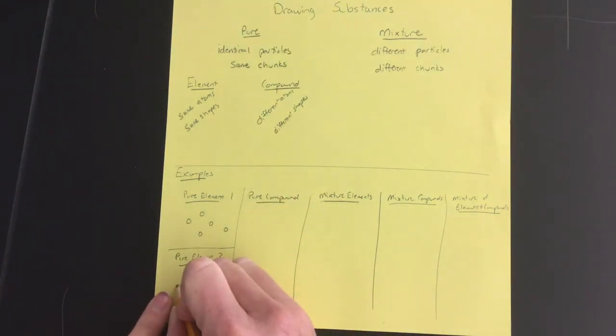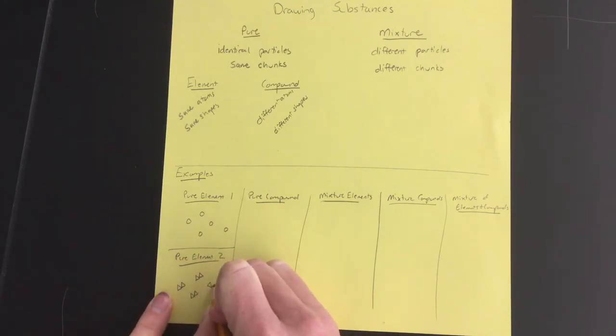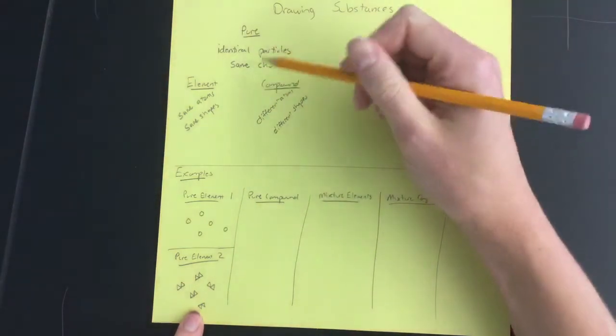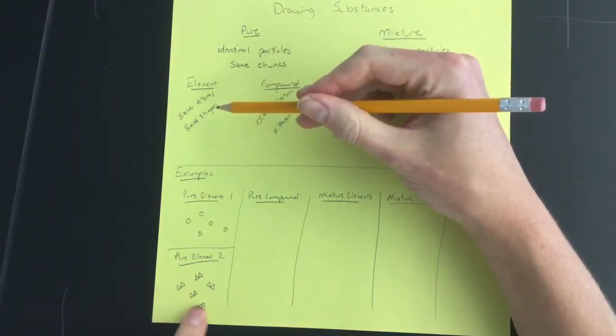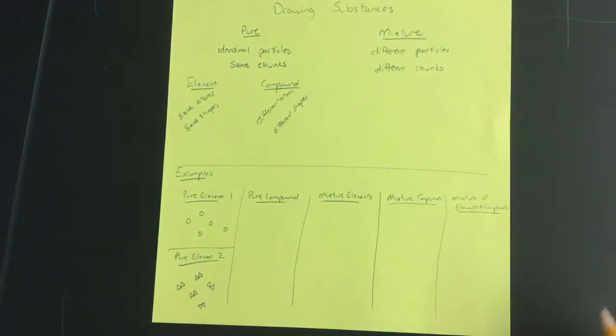Now I can also draw my pure element like this. You see how I have two triangles stuck together? I can even draw it upside down too. Those particles are all the same. That makes it pure, and all the atoms, all the shapes that are there, are the same. So that one is also a pure element. So that's how I'm going to draw that one.